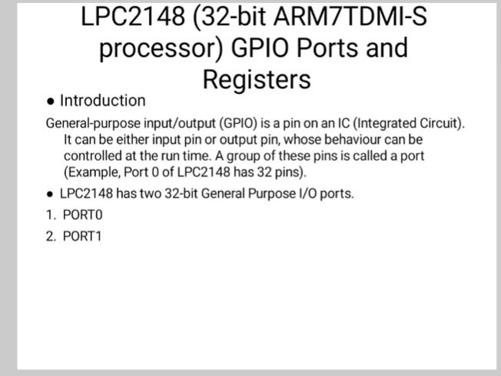So first we will see the introduction. The general purpose input output, that is GPIO, is a pin on an IC, that is integrated circuit. It can be either an input pin or an output pin, whose behavior can be controlled at run time. A group of these pins is called a port. For example, port 0 of LPC2148 has 32 pins.